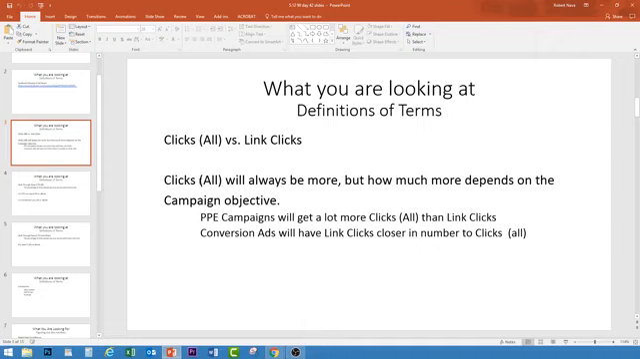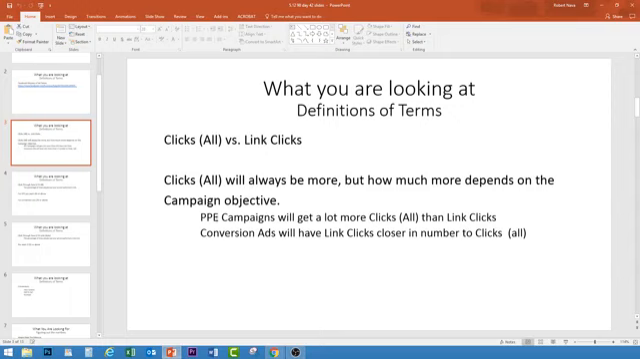And then, clicks all will always be more. You'll always have more, not cost more, you'll always have more clicks all, but how much more depends on the campaign objective. As I said, you might get 5 post reactions to 1 link click. We don't know that ratio. That ratio depends on the campaign objective.